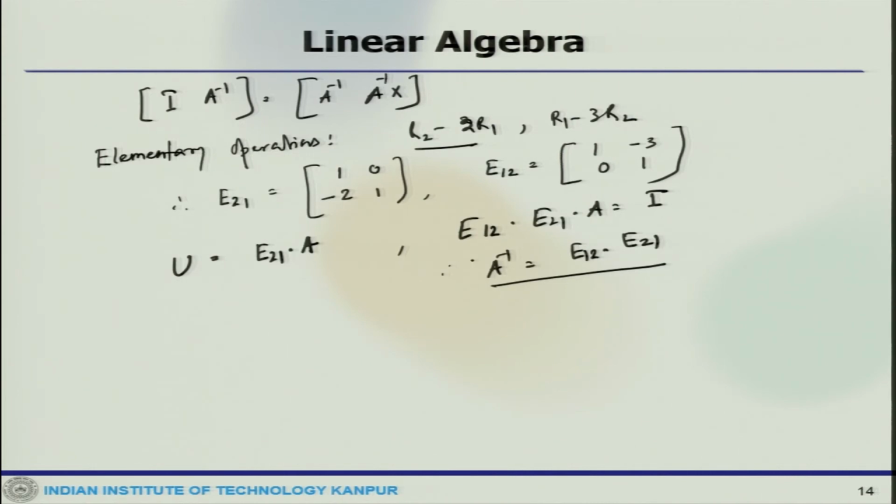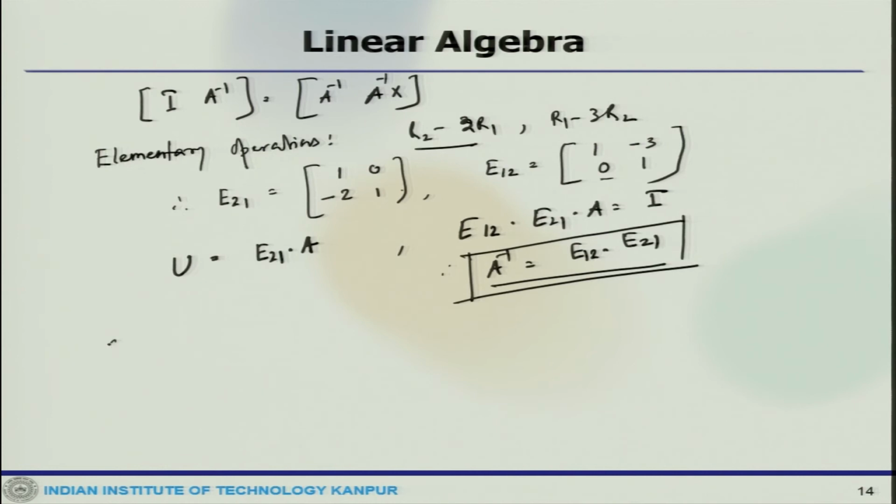So, this is an important property and one can cross-check here. If you multiply it, this will give us A inverse. Okay. So, if you multiply the elementary matrices, that also gives you the inverse.